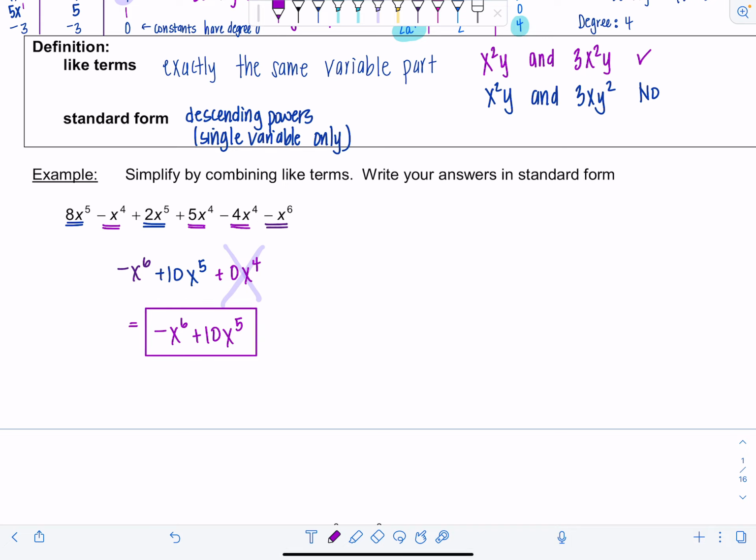All right, so remember, if you have 8x to the 5th plus 2x to the 5th, when you're combining like terms using addition or subtraction, do not mess with the variables. All you're doing is adding the coefficients together. Don't touch the variables. So you just make it 10 and then leave this alone, okay? Remember, we'll change the exponents later. That's only in multiplication and division, okay? But in addition and subtraction, do not touch.